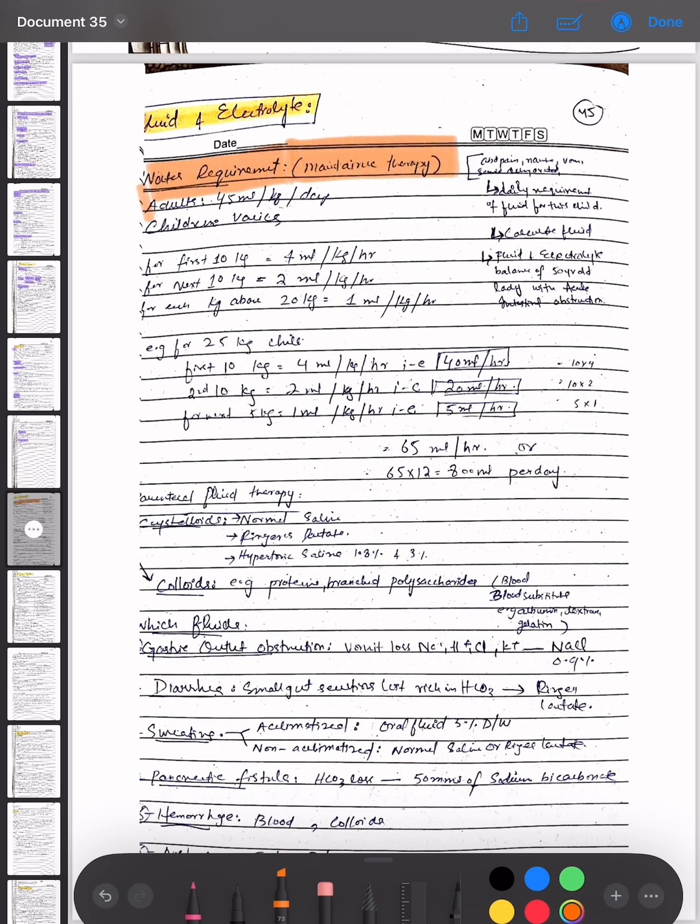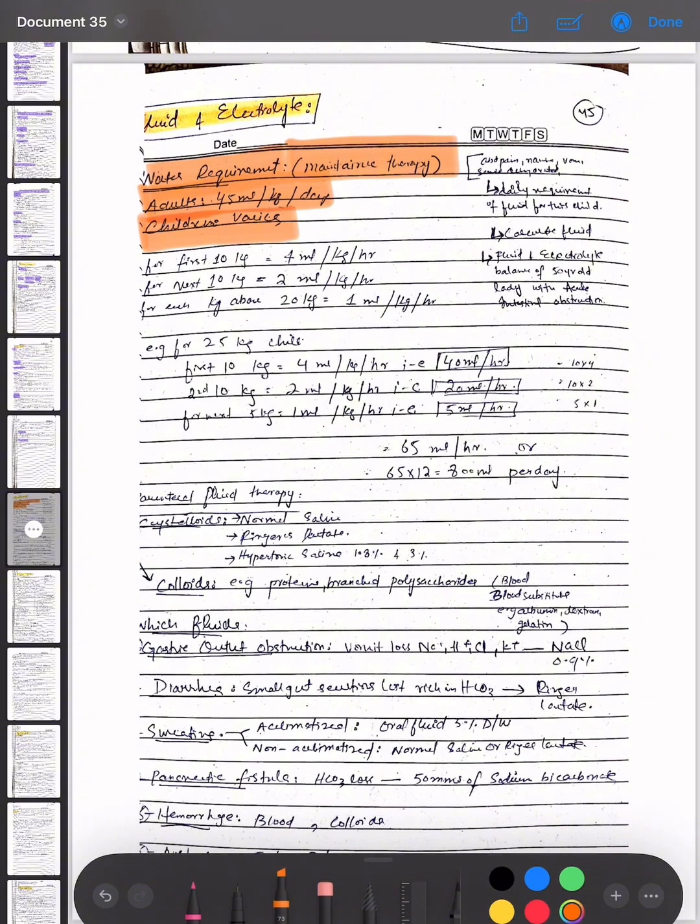In adults it is fixed. For adults in maintenance therapy we will give 45 ml per kg per day of fluid. While in children it varies, we have to calculate it. The age in children varies, so the fluid given also varies. We will calculate that according to the weight.